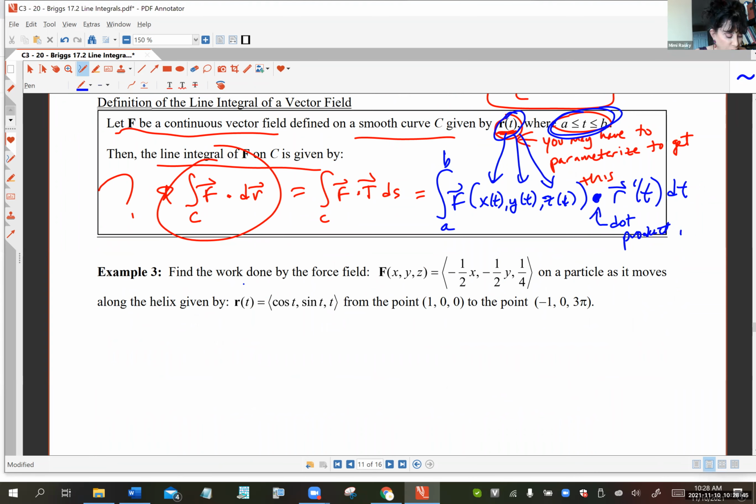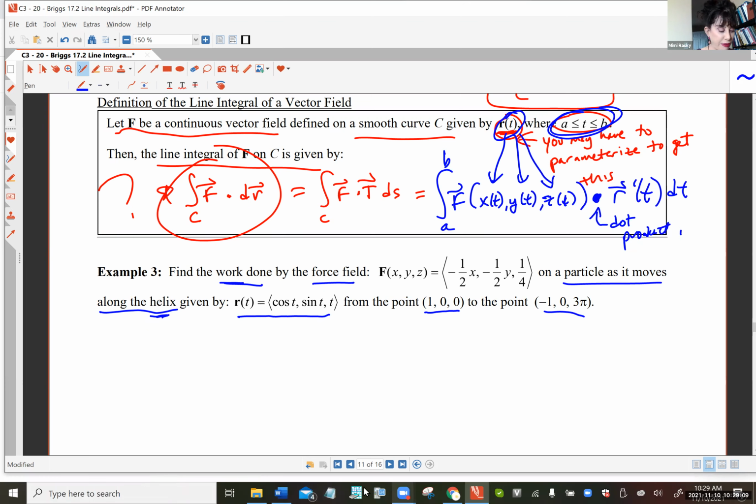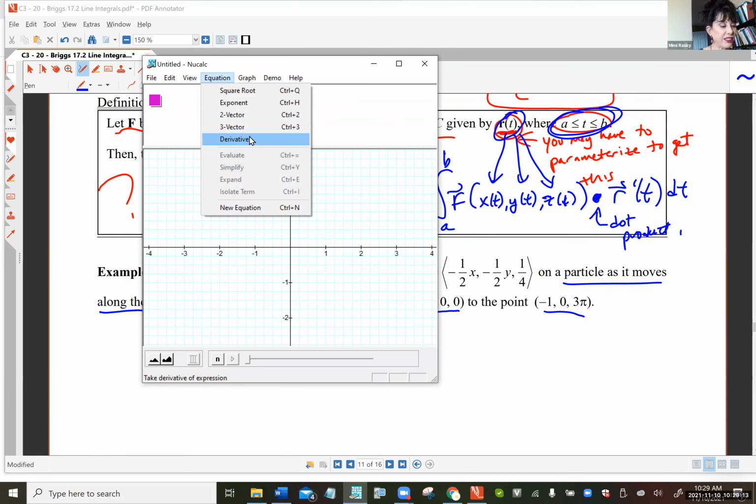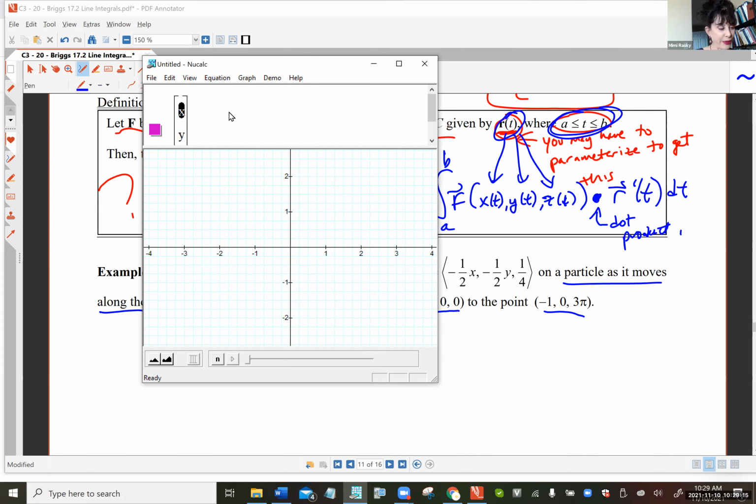So they want us to find the work done by a force field on a particle as it moves along a helix given by r of t equals cos t, sine t, and they're telling us from the point 1, 0, 0 and finishing at the point negative 1, 0, 3 pi. Now, for those of you who don't know what a helix looks like, I want you to see this curve because it's kind of pretty and it's worth taking a look at.